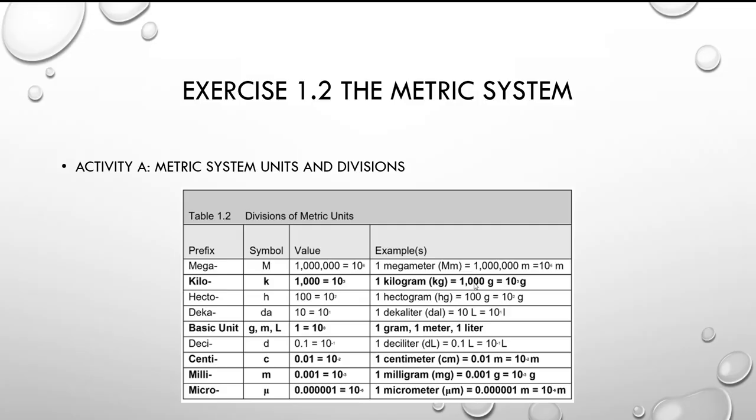The next part, exercise 1.2, goes into the metric system. So the metric system can be confusing at first because we're so used to the English American system of measuring. So we're used to miles instead of kilometers, and we're used to pounds instead of grams and kilograms. So we have to start getting used to the metric system because science uses the metric system.